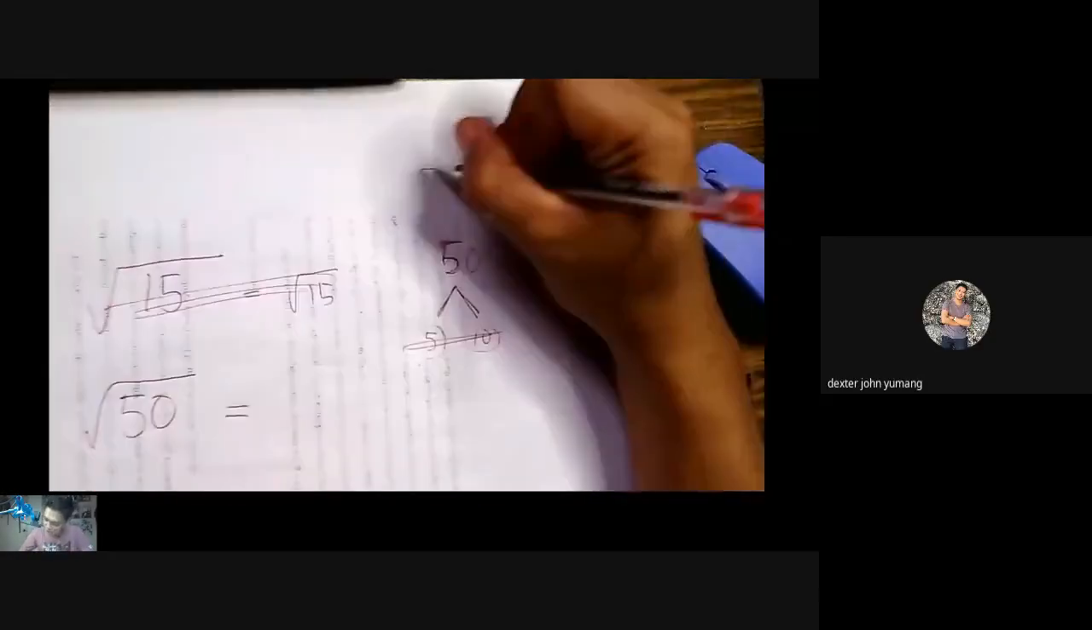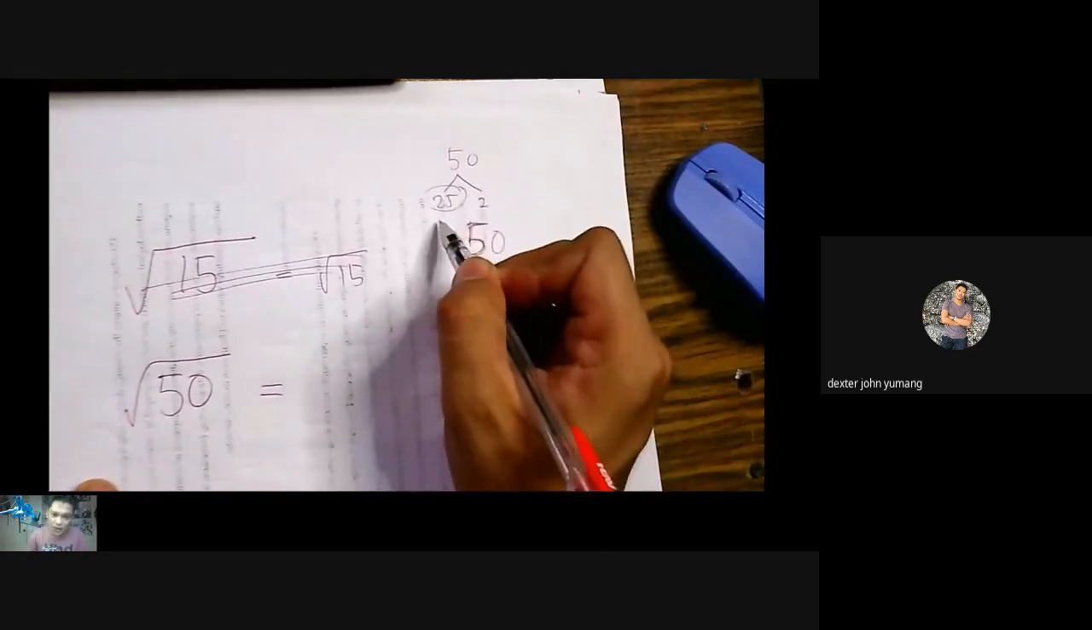20, sir. Hindi pwede yung 20. Isipin nyo. Meron, oy, meron. That is 25. Ano yung multiply nyo kay 25? 2, sir. So, yung 50, multiply na 25 times 2 is 50, tama? So, 25, is it a perfect square? Yes or no? That is yes.